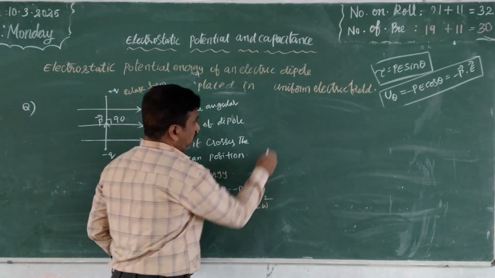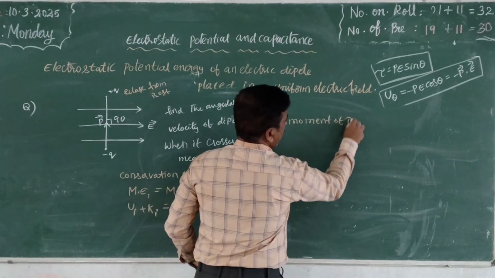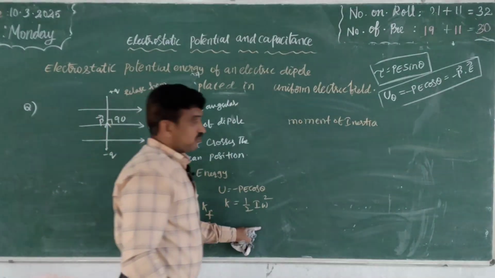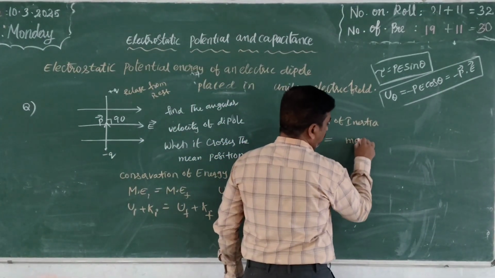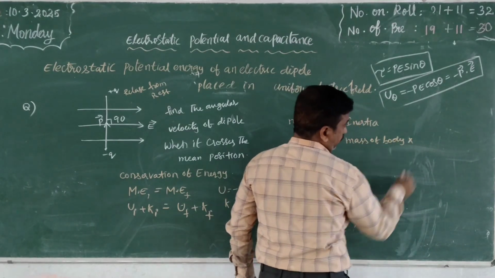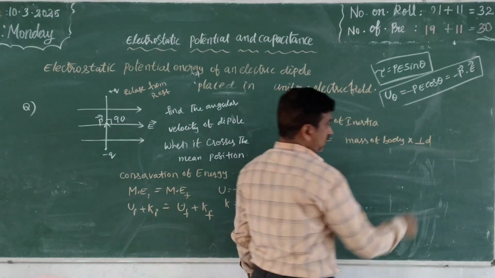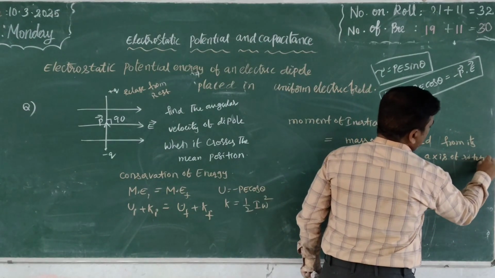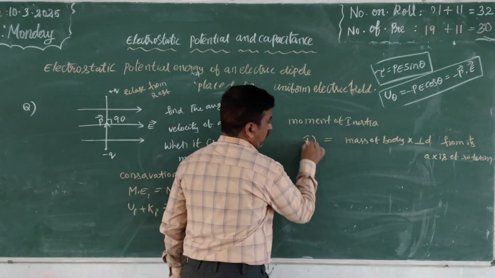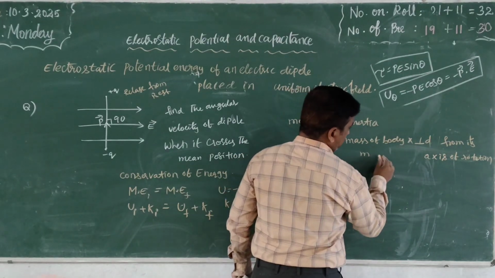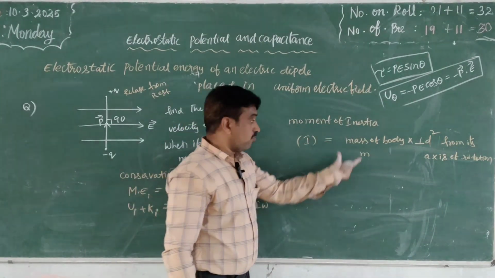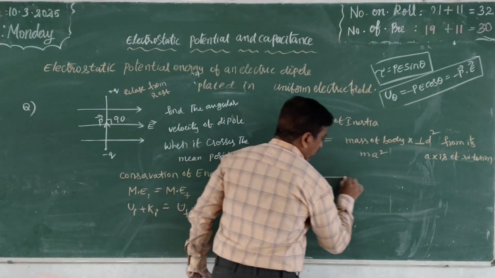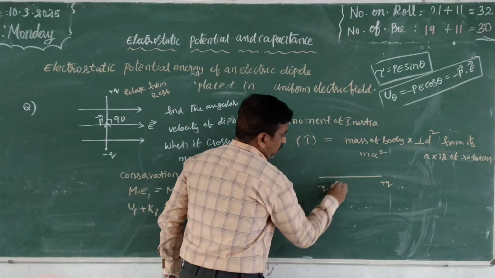Here I means moment of inertia, and omega is angular velocity, the rate of change of angular displacement. Moment of inertia is the product of the mass of the body and the square of the perpendicular distance from its axis of rotation. So I equals m a square. For example, here the electric dipole has plus q and minus q. This is the center, the axis of rotation.